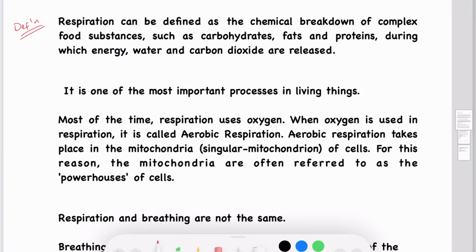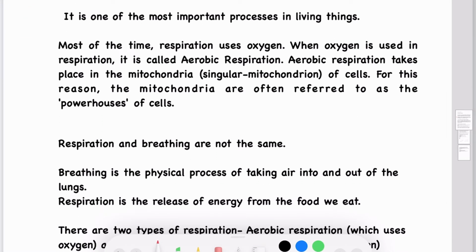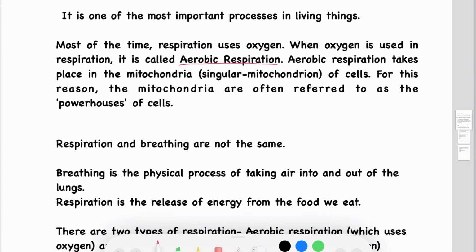All right? Later on, we will learn the word equation for respiration, and as you go further into integrated science, you will learn the chemical formula for it. It is one of the most important processes in living things. Most of the time, respiration uses oxygen. When oxygen is used in respiration, it is called aerobic respiration.